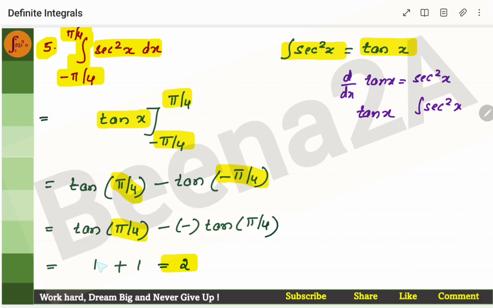Tan 45 is 1. And tan minus pi by 4, you get this minus outside. So, it will become like this, minus outside. And tan 45 is 1. Minus and minus is plus. So, you get 2 as the answer.